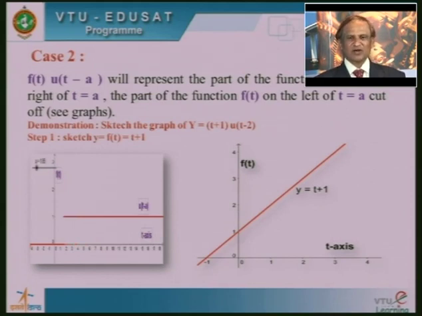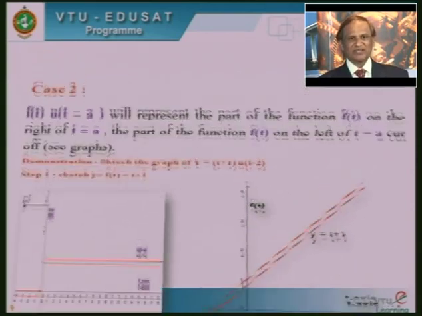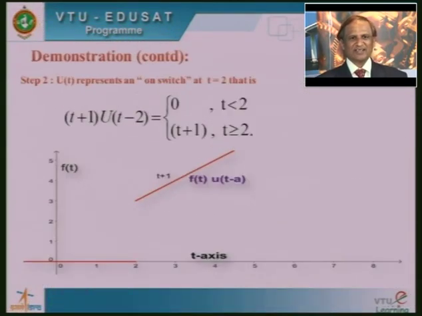Is it clear? And y of t equal to t plus 1 is a straight line passing through 1. When I multiply these two graphs, what can I obtain? I can obtain the curve after time t is equal to 2. How are we going to define it mathematically? u of t minus 2 into t plus 1 is equal to 0 when t is less than 2. It means when t is less than 2, the graph is not visible. Is it clear?